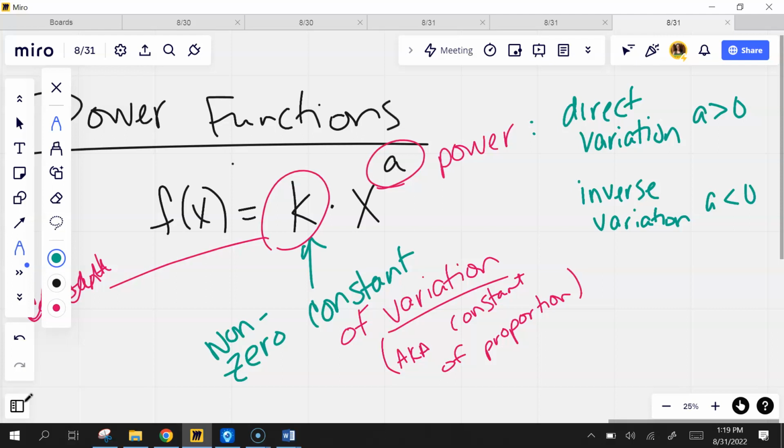It goes into a fraction, so it might look something like this. Okay. So inverse deals with more division, and direct variation deals with more multiplication. Okay, but you're looking at the A.